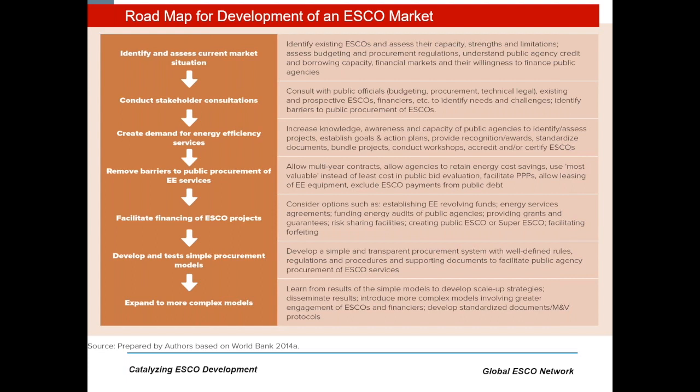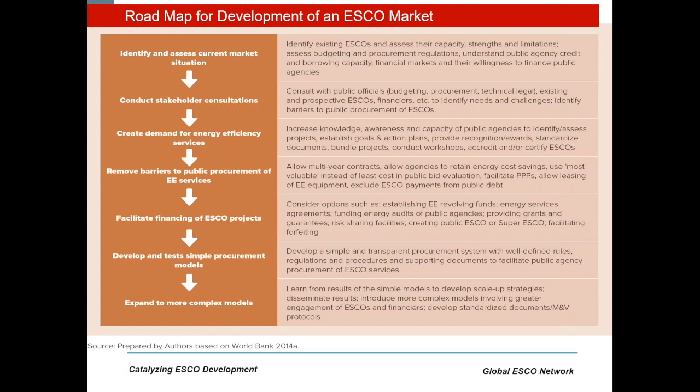Remove the barriers to public procurement: allow multiple year contracts, allow agents to retain cost savings, use most value instead of least cost in public procurement, facilitate private sector participation through PPPs, allow leasing, and exclude ESCO payments from public debt. Facilitate financing. This requires options such as energy efficiency revolving funds, perhaps credit lines if the banks are willing to accept those and work with ESCOs, energy service agreements, funding energy audits of public agencies, providing grants and guarantees as appropriate, and creating potentially a public or a super ESCO.